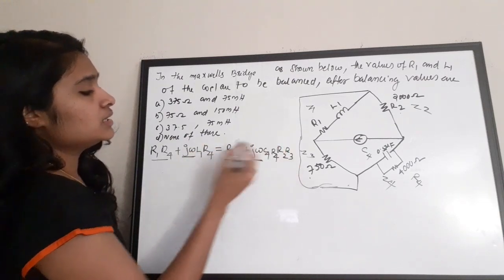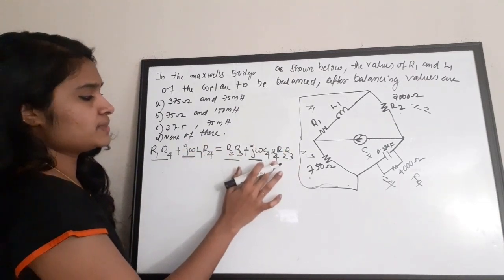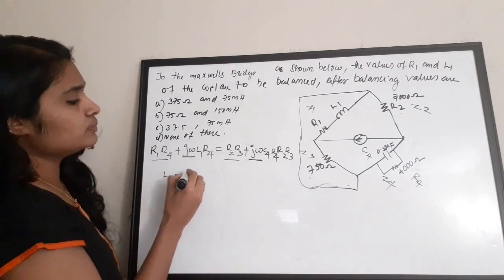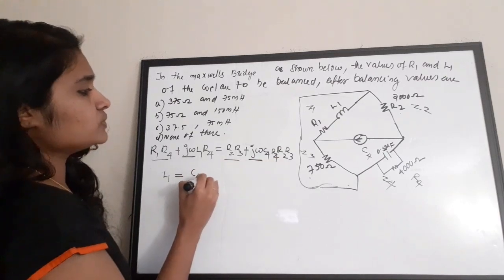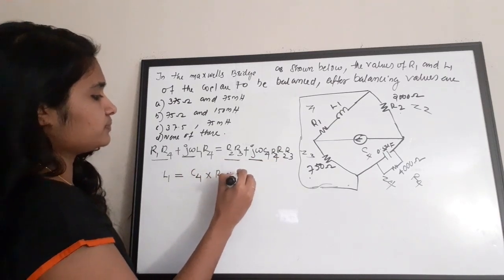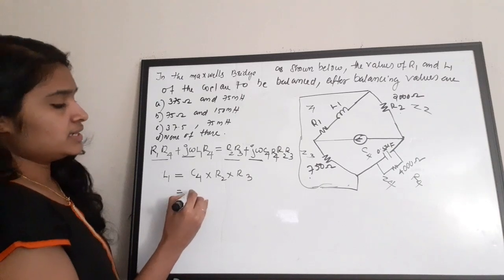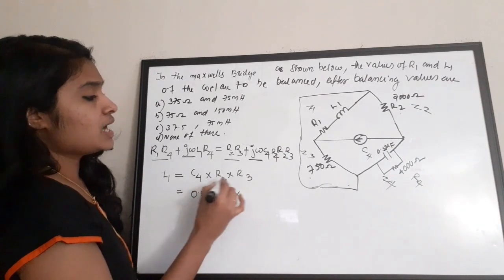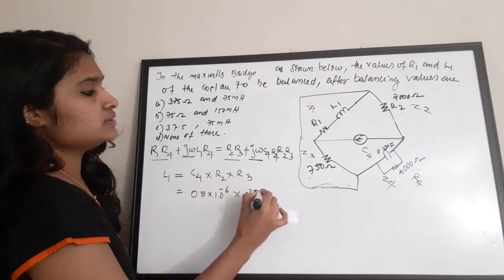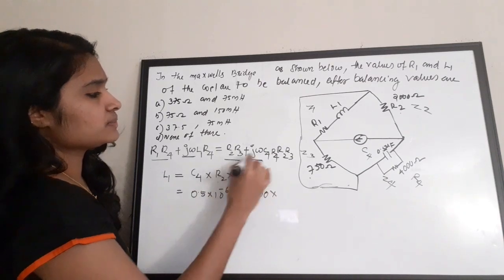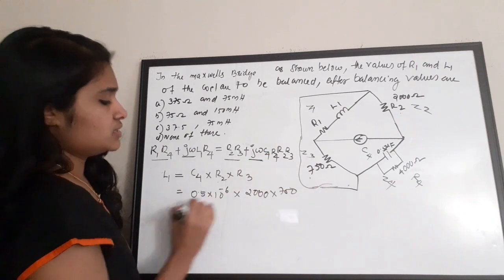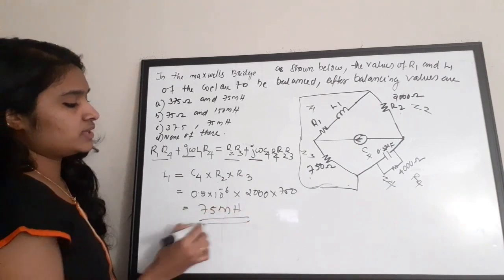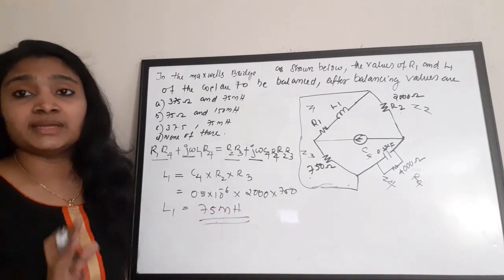R4 is common for both this imaginary part and this imaginary part. So I'm going to take the remaining. So L1 is equal to C4 into R2 into R3. What is C4? It is 0.5 microfarad. So 0.5 into 10 raised to minus 6 into R2 is 2000 into R3 is 750. If you solve it, you will get 75 millihenry. L1 will be obtained as 75 millihenry.